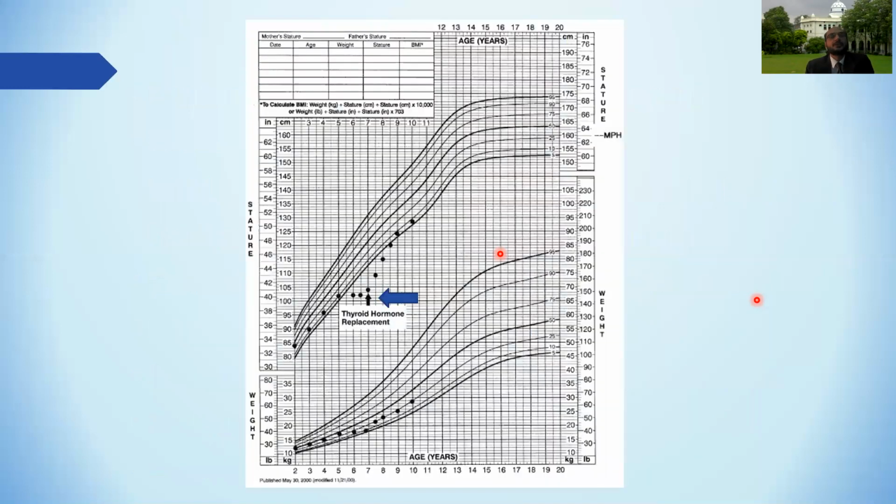This is what the growth chart would look like. Growing normally as far as height is concerned, then an insult over here in the form of whatever, leading to hypothyroidism undetected for a certain period of time, detected over here and thyroxine started. You can see that after a few years of a straight line where there is no increase in height, the height starts increasing again with the thyroxine therapy.